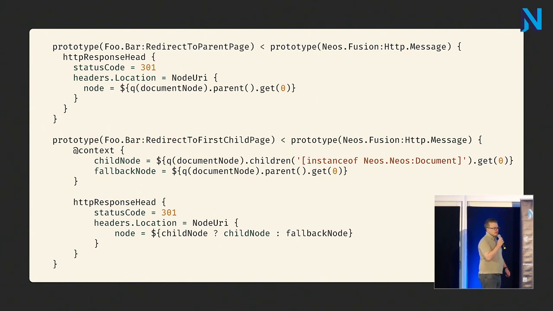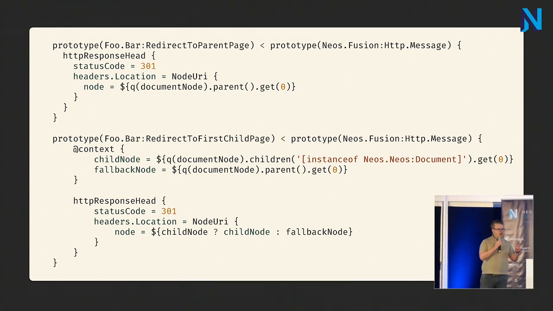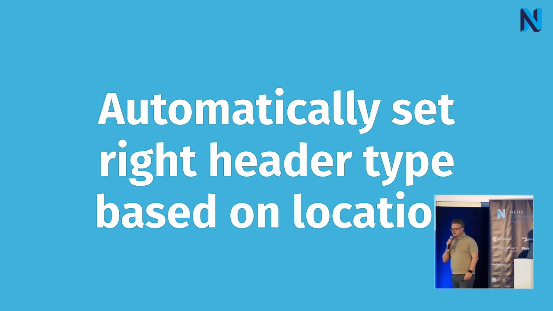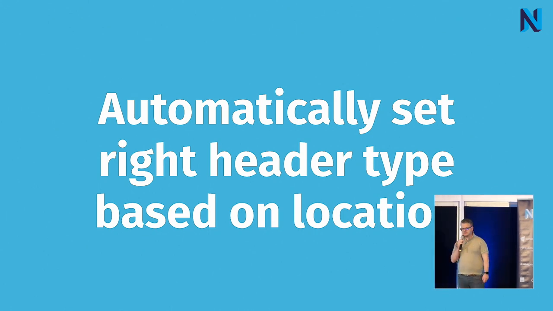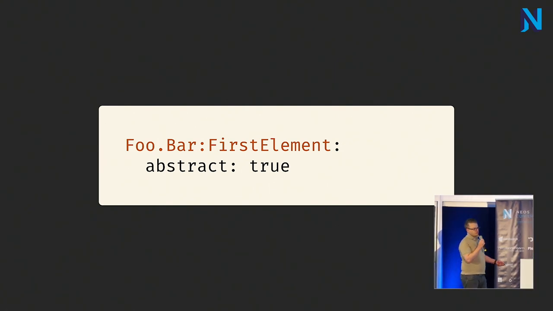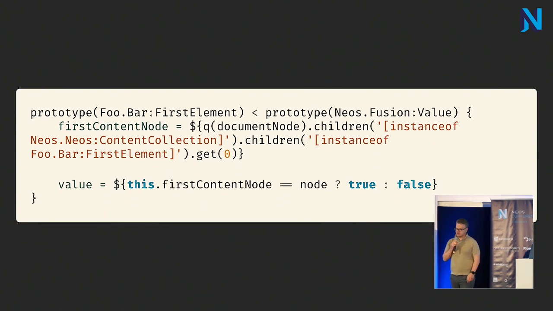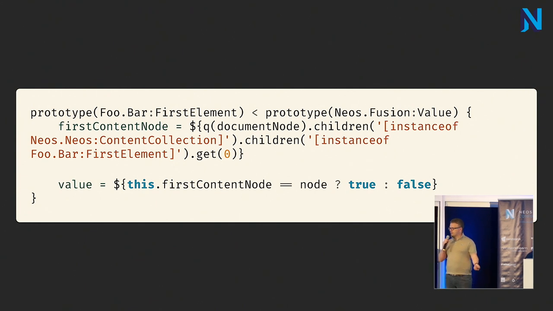And like that, it's really easy to create back-end node documents only, where you can pass some more content in. It's very handy. Second, automatically set the right header type based on location. Again, create a mixin. You can pass this mixin to different kinds of headlines, perhaps with pictures, subheadline, like that. Create a small prototype.